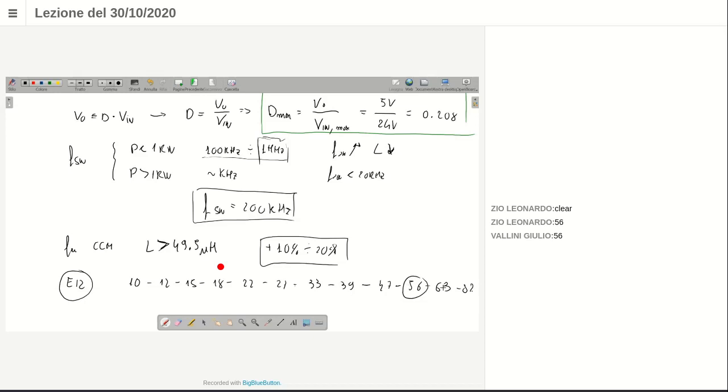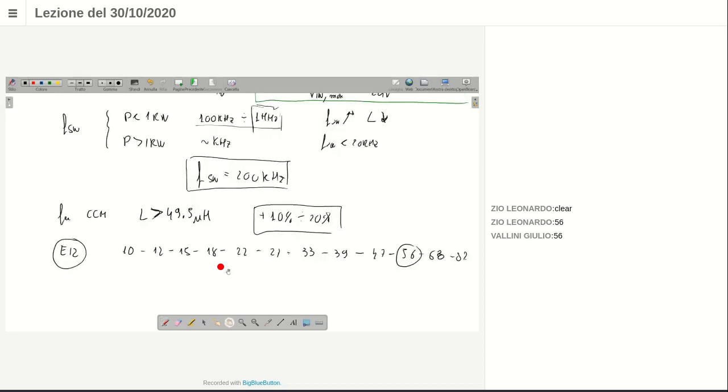Let me say that also 68 could be, sorry, this is 68, not 63. Also 68 could be reasonable to take a larger safety margin, but of course, higher values, 82 or 100 microhenry, could be too large. So let's say that 56 microhenry could be a good choice.